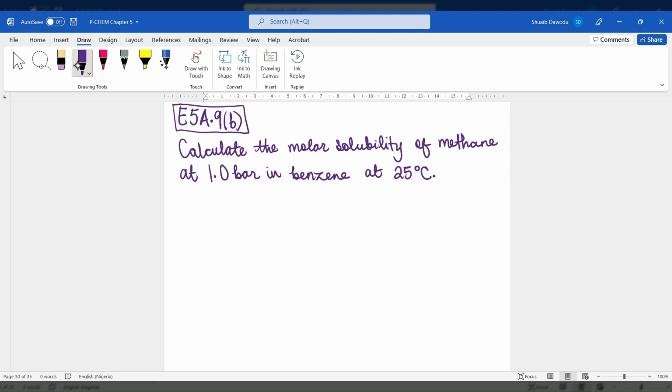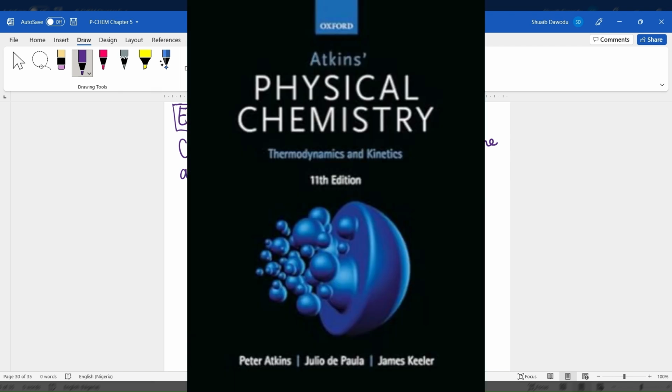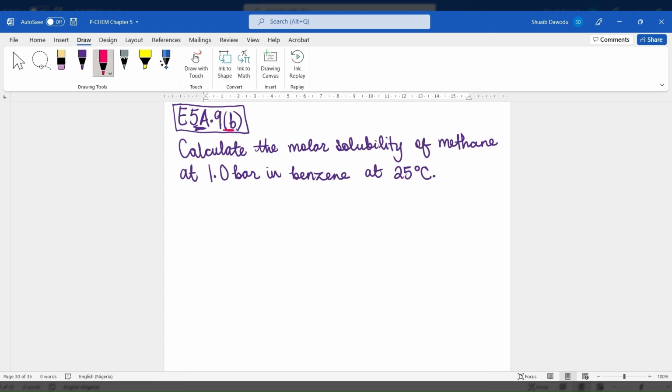Today we're going to be working on the question on the screen that says: calculate the molar solubility of methane at 1.0 bar in benzene at 25 degrees Celsius. So the first thing you have to note is that we're told to solve a question from the Atkins Physical Chemistry 11th edition textbook. It is in chapter 5A and it is number 9B.